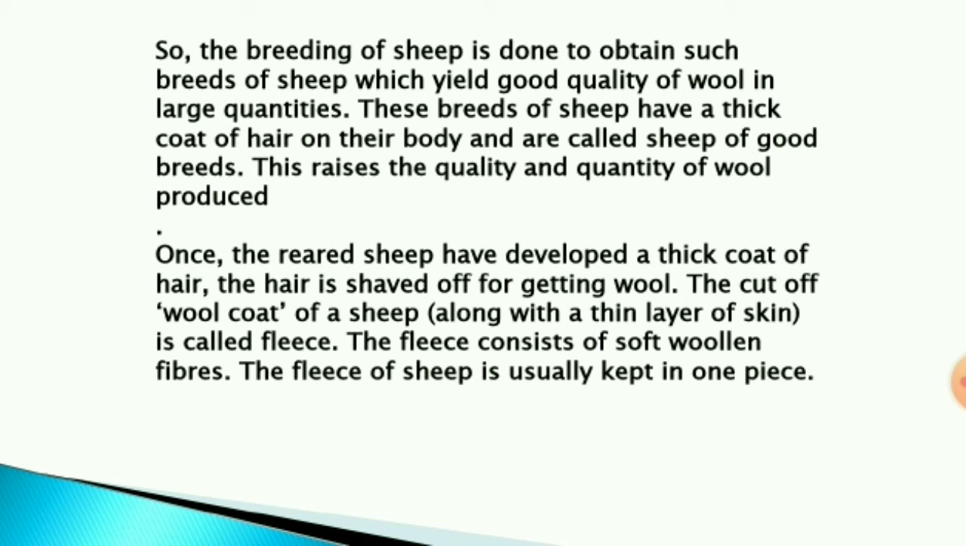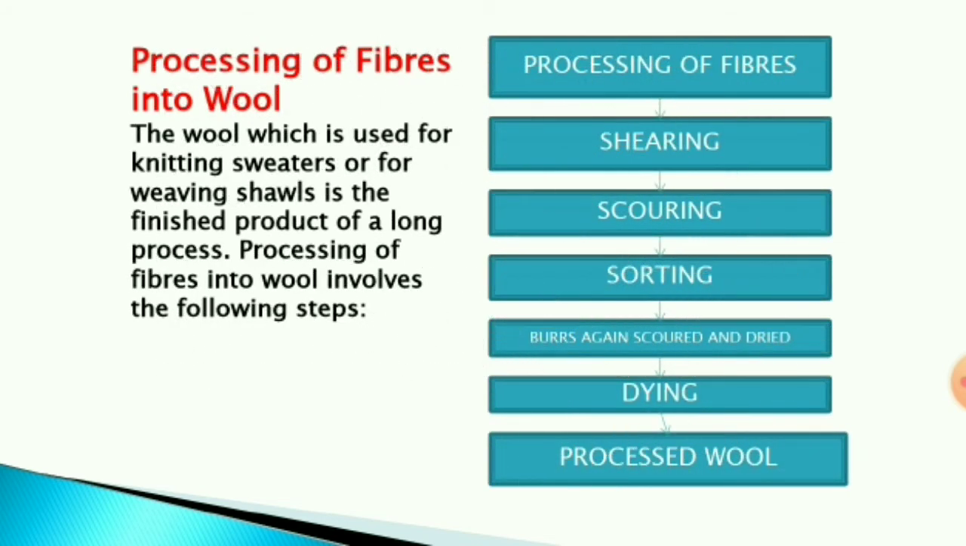The fleece consists of soft woolen fibers. The fleece of sheep is usually kept in one place. Processing of fiber into wool. The wool, which is used for knitting sweaters and for weaving shawls, is a finished product of a long process.